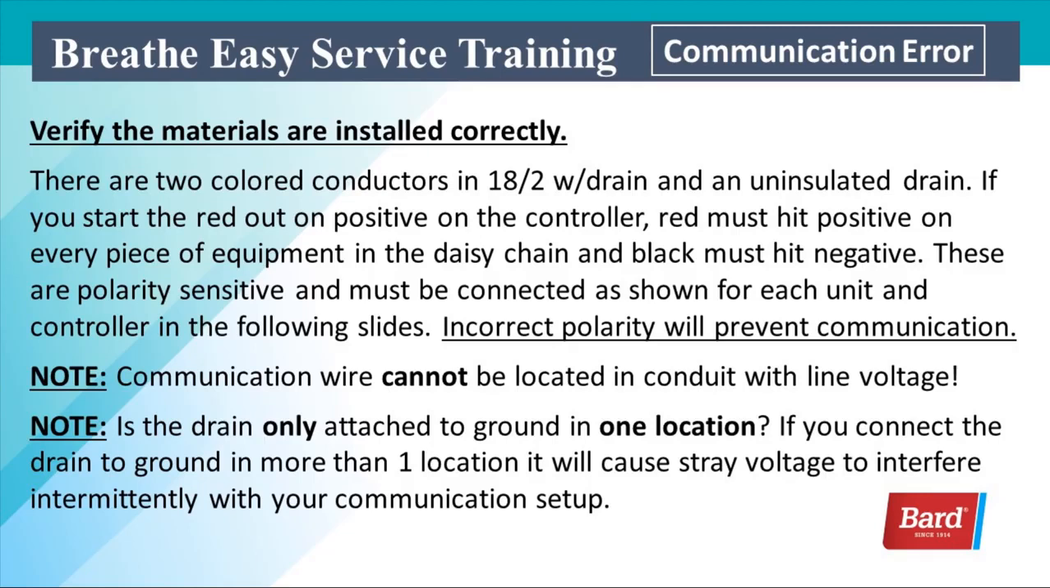Also note that communication wire cannot be located in the same conduit with line voltage, and the drain is only attached to the ground in one location. If you connect the drain to ground in more than one location, it will cause stray voltage to interfere intermittently with your communication setup.